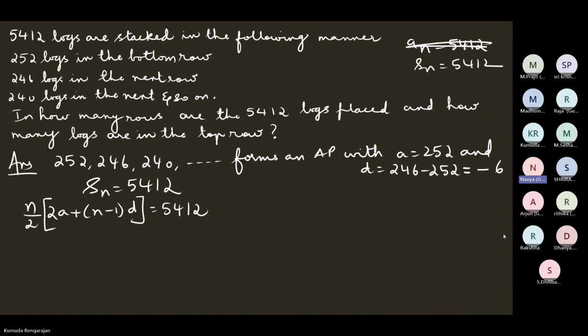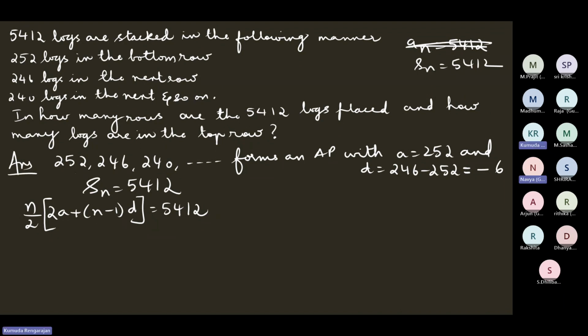Ma'am, I'm getting two answers, ma'am. 44 and 41. 44 and 41, is it? Yes. Okay. So how do we interpret those answers? The logs are placed in 41 rows or the logs are placed in 44 rows, correct? Because that's what the value of n indicates.